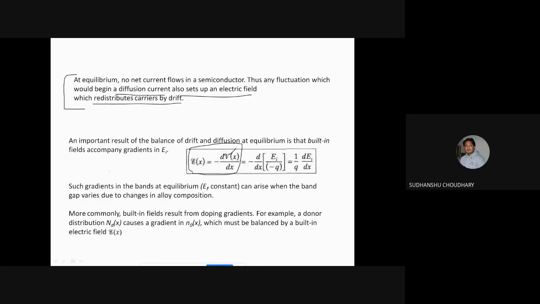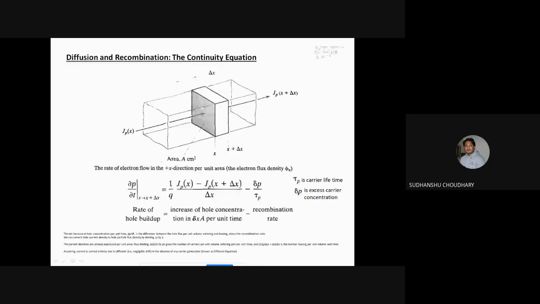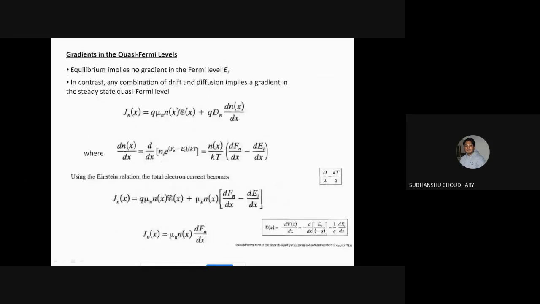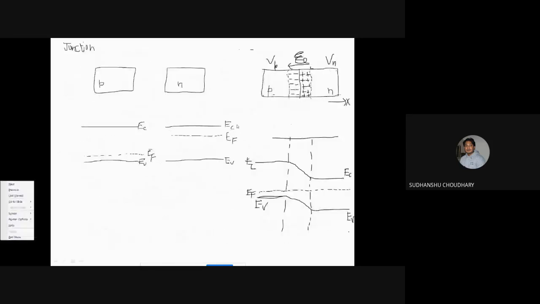That is Ex, the electric field is equal to minus dVx by dx, and Vx is the electrostatic potential. So that means I have a gradient in electrostatic potential because of this electric field, right? Obviously that gradient can also be reflected in the junction, that is here. So let us try to draw the electrostatic potential of this.